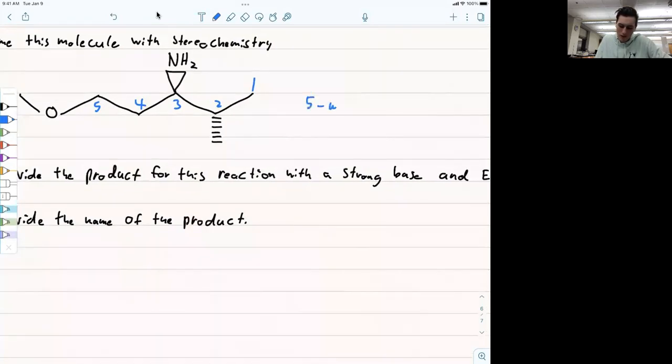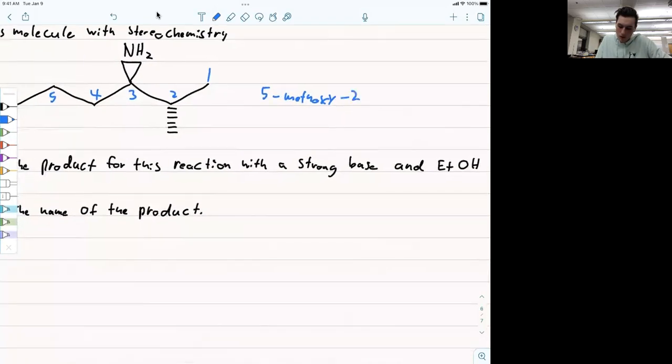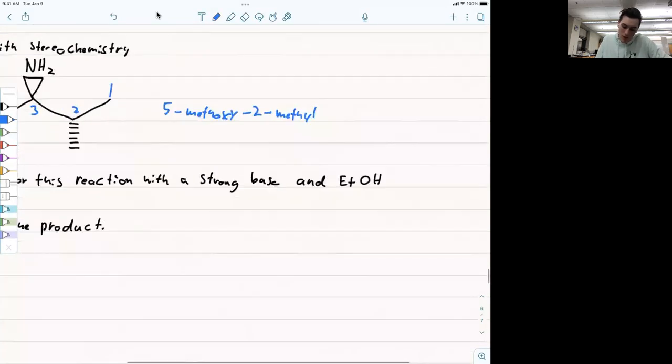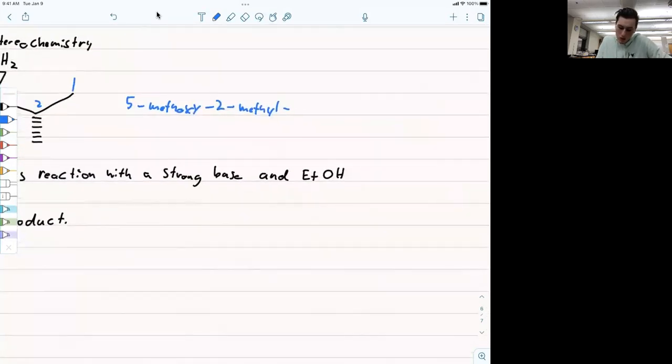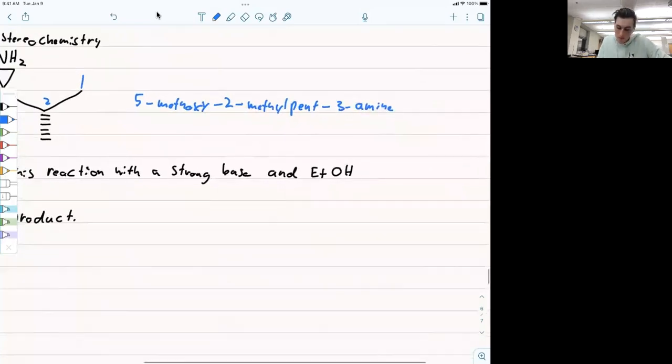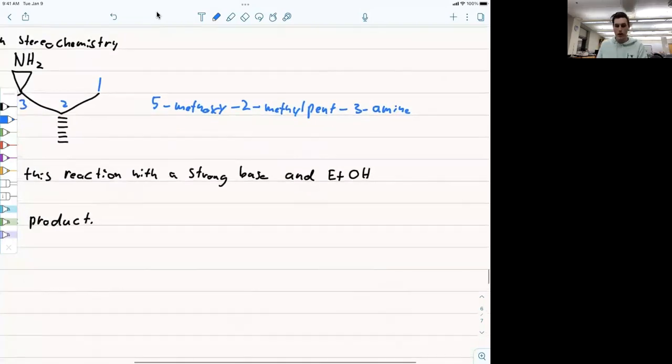5-methoxy, and then it would be 2-methyl, and then you could do either 3-pentanamine, or you can do 3-methylpent-3-amine. So that would be our regular name for it.